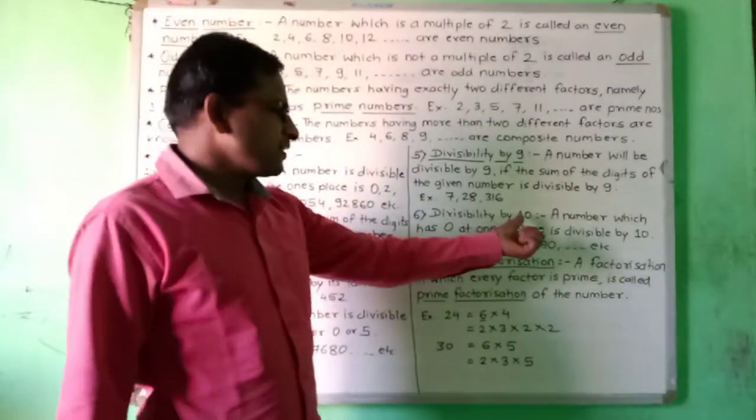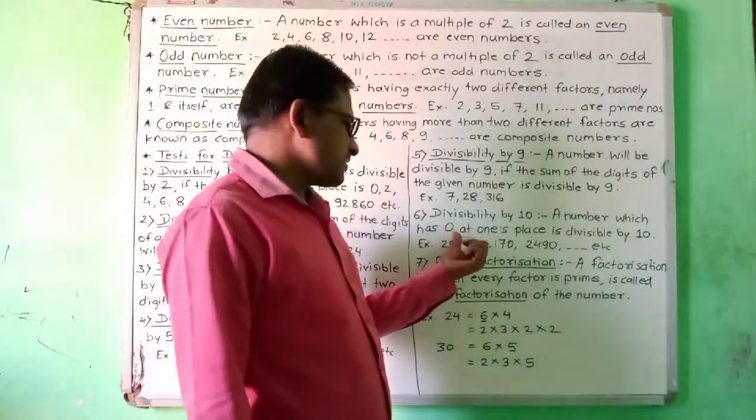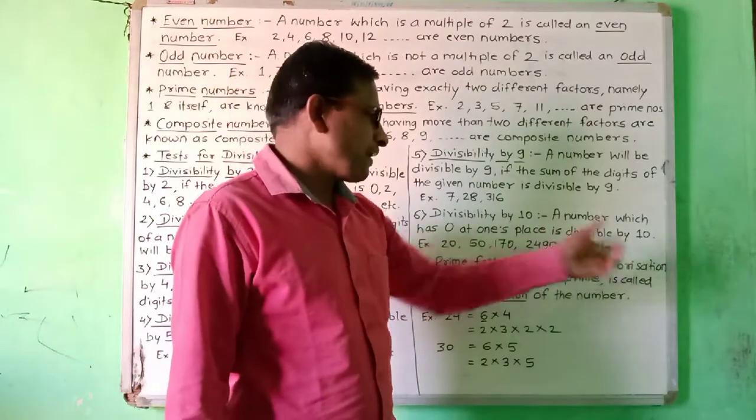Next test, divisibility by 10. A number which has 0 at the one's place is divisible by 10.